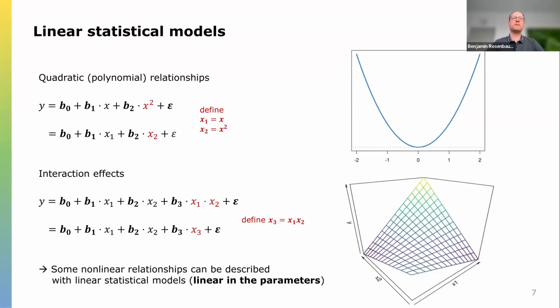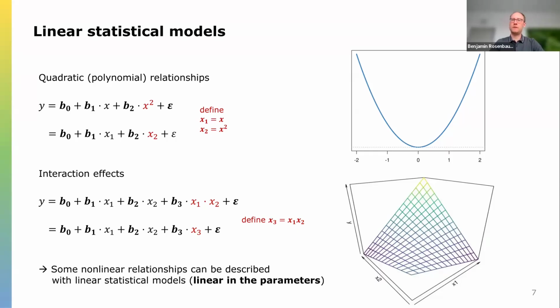So it's linear in the parameters, and we can just define x squared as a new predictor, which is x2, and then this looks like a completely classical linear model. The same holds for an interaction effect. Here, this is nonlinear in the predictor values. Right, so we multiply both of the predictors, so this is a nonlinear function.